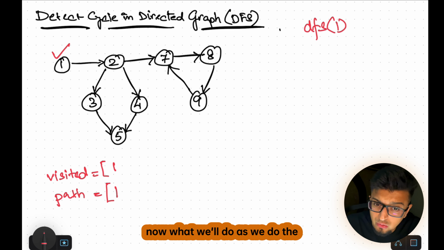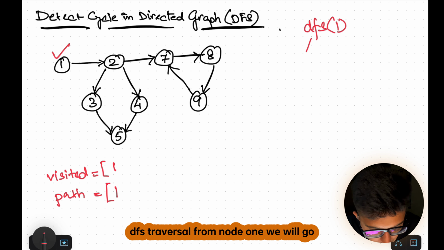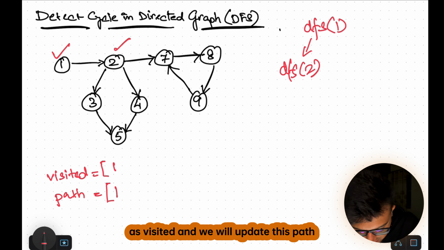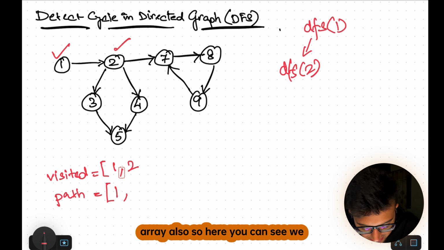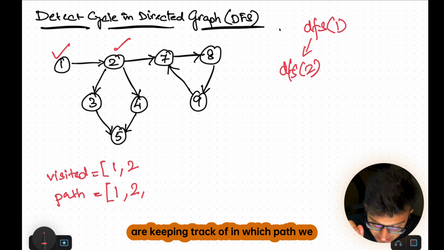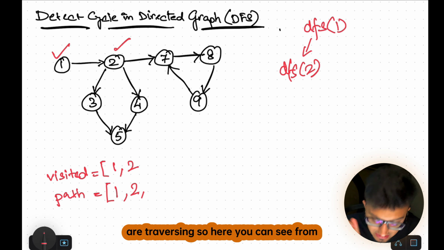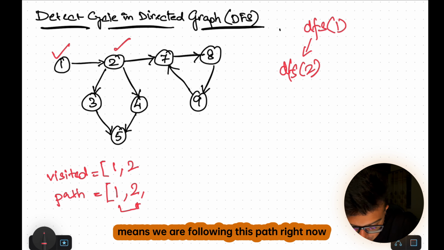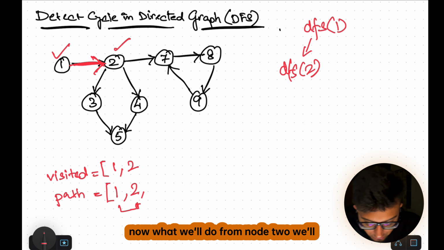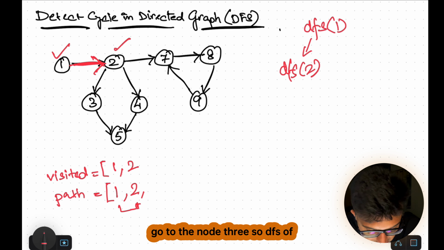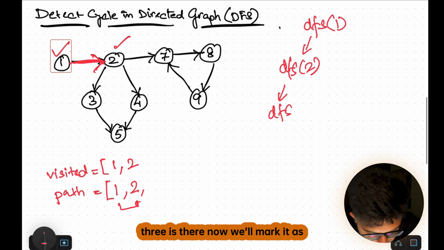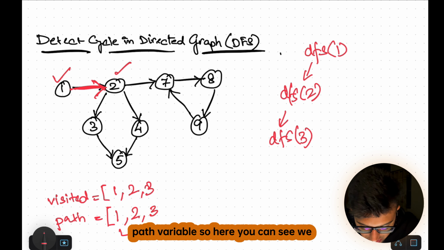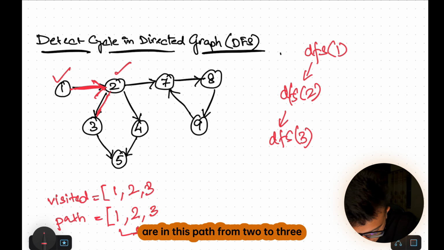As we do the DFS traversal, from node 1 we will go to node 2. We mark it as visited and update the path array also. Here you can see we are keeping track of which path we are traversing. From node 1 we have traveled to node 2, so we are following this path right now. Now from node 2 we go to node 3. So DFS of 3 is there. We mark it as visited and put it in the path variable. So here we are on this path from 2 to 3.